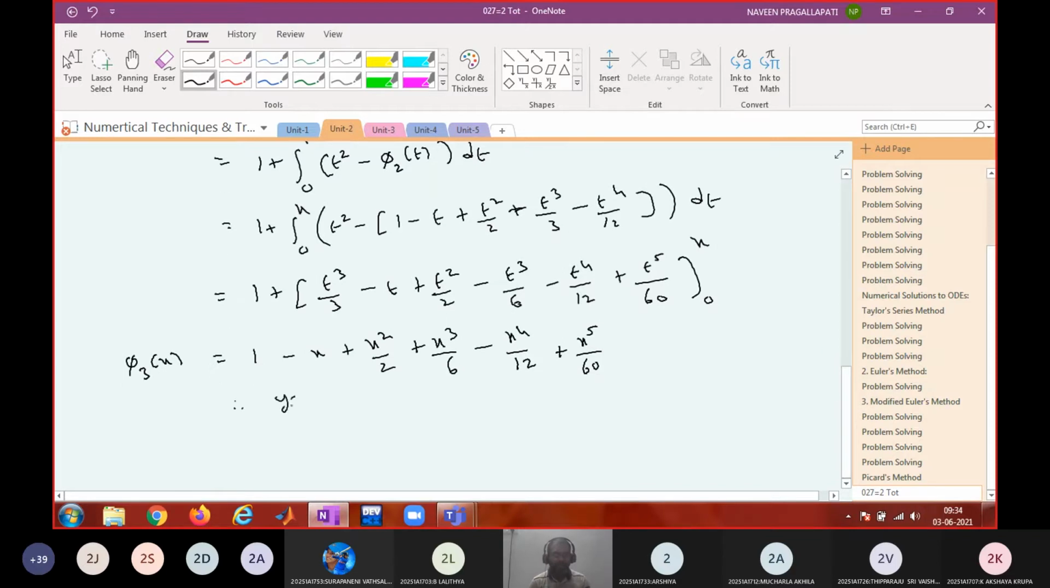Therefore we are approximating y of x with the phi 3 of x. This implies that y of 1, you're asked to find out y of 1, y of 1 is approximated with the phi 3 of 1. Okay, substitute 1 here, and simplify.